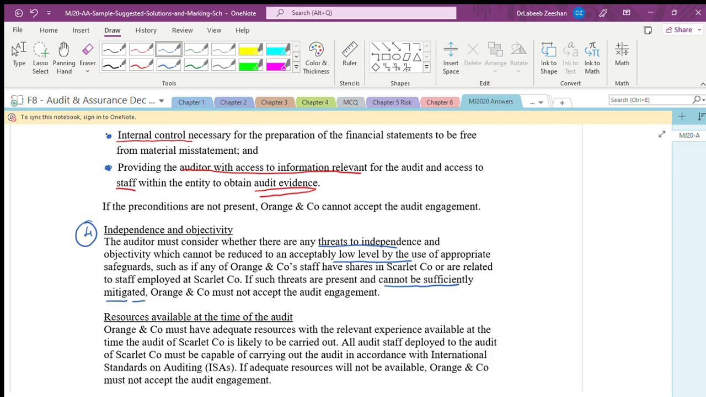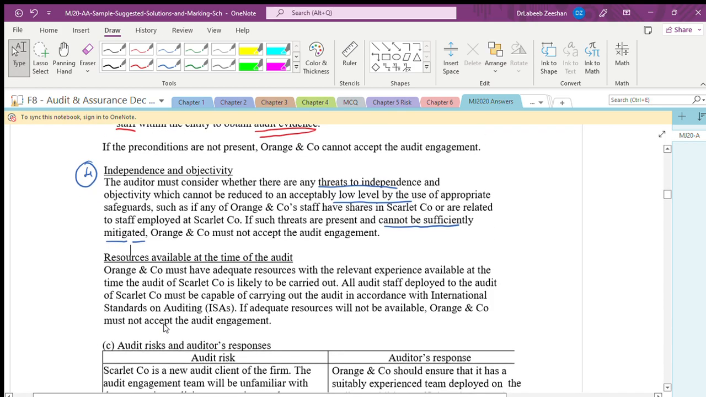What will happen in that case? The auditors cannot perform the job with independence and objectivity. They should not accept the audit engagement. Is it right? Now, what they say, resources available.